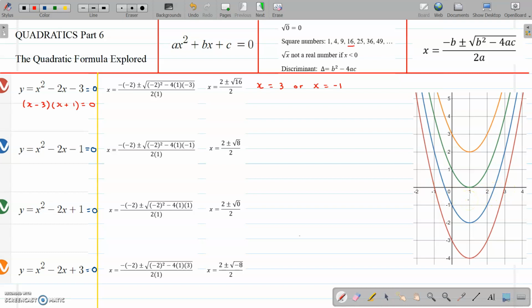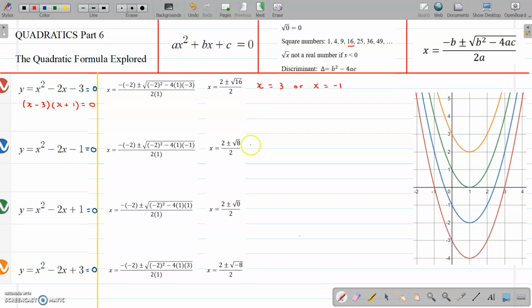Okay. Now the second one we're going to do in the same sort of way, but this time by substituting -1 for c instead of -3, we get a different number under the square root, and we get the square root of 8. Now 8 is not a square number. If you try to take the square root of 8, which is actually 2 root 2, it's an irrational number. It's a number that is not exact. Well, it's exact, but it can't be written as an exact fraction.